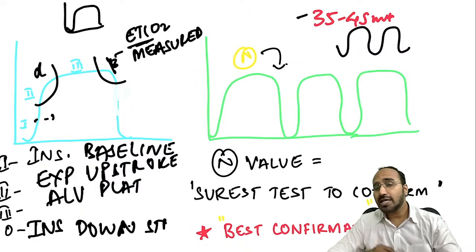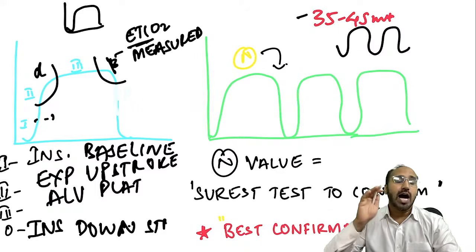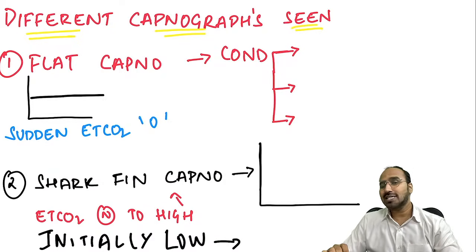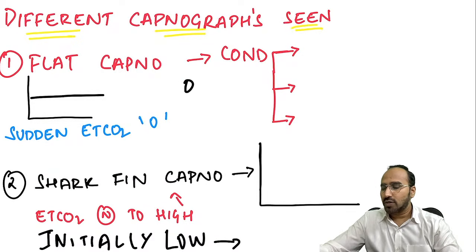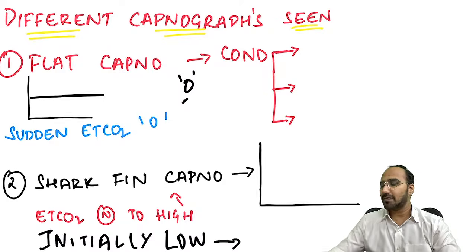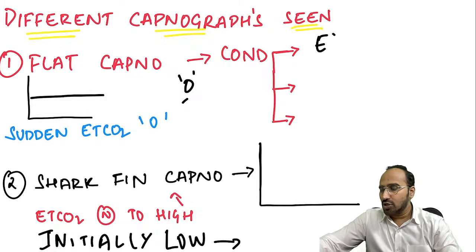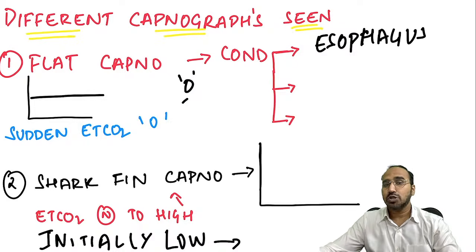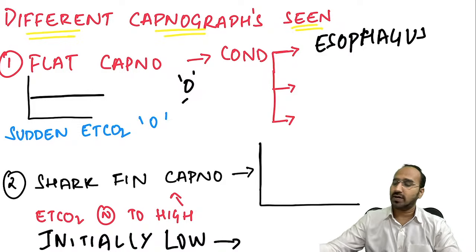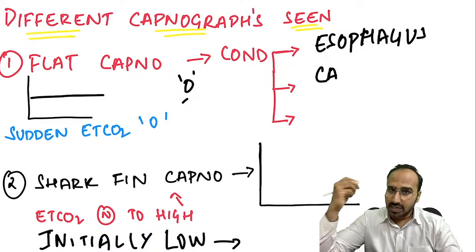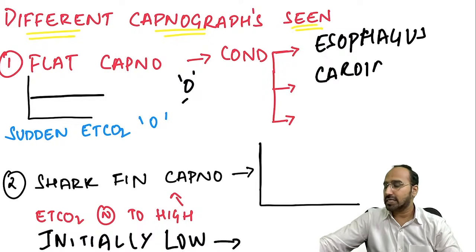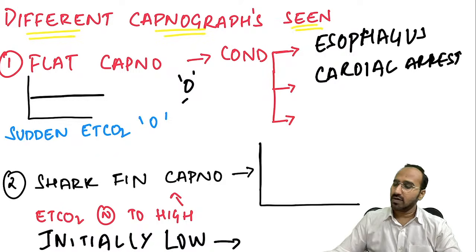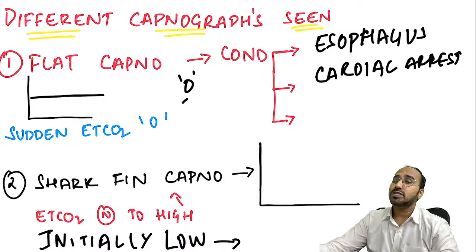But sometimes after intubating, you might not get this kind of graph. After intubating the patient, you might get a flat capnograph. If you are getting a flat capnograph, or a flat capnograph value of 0, what does it mean? Either you are not in the trachea, you might be in the esophagus. Or sometimes you are in the trachea but still you get a flat capnograph. When? After intubating, if the patient develops cardiac arrest, there is no breathing at all. So the patient will have a flat capnograph.